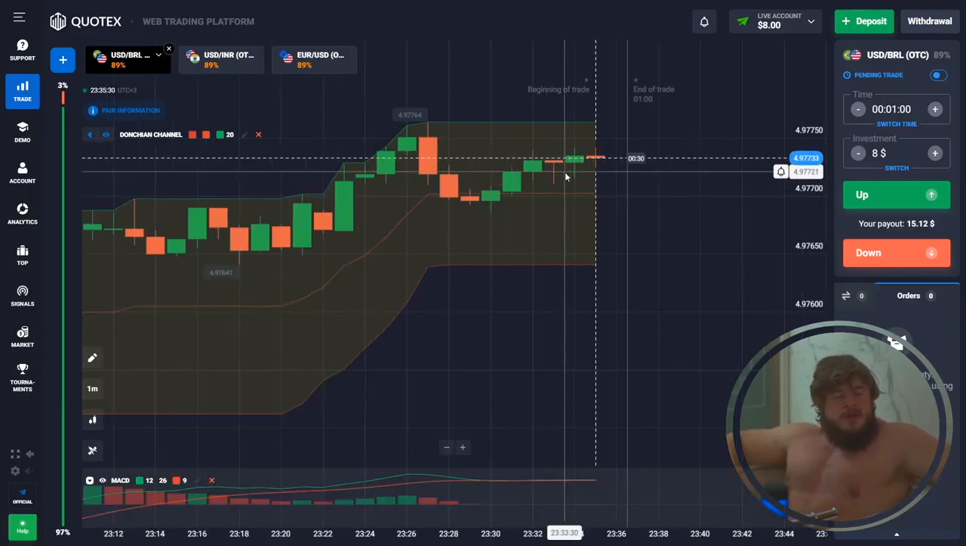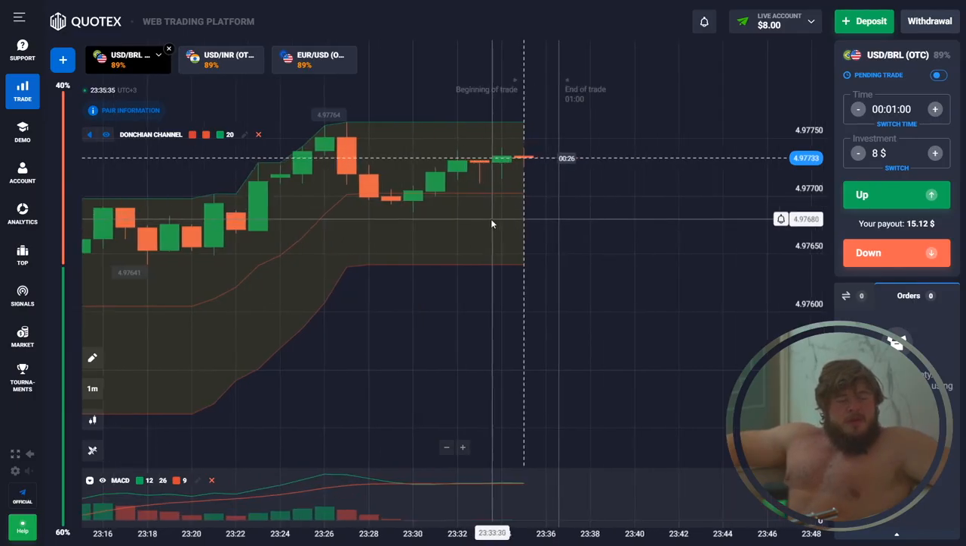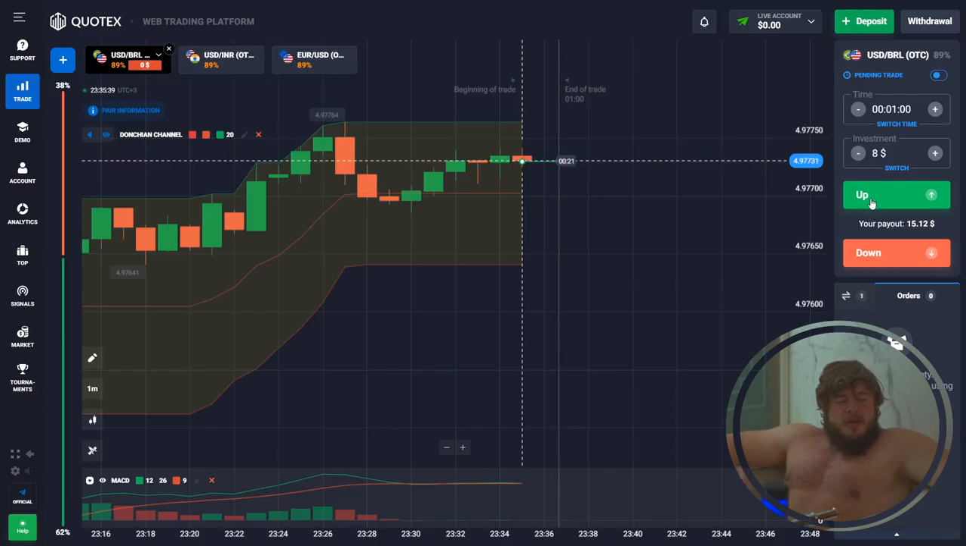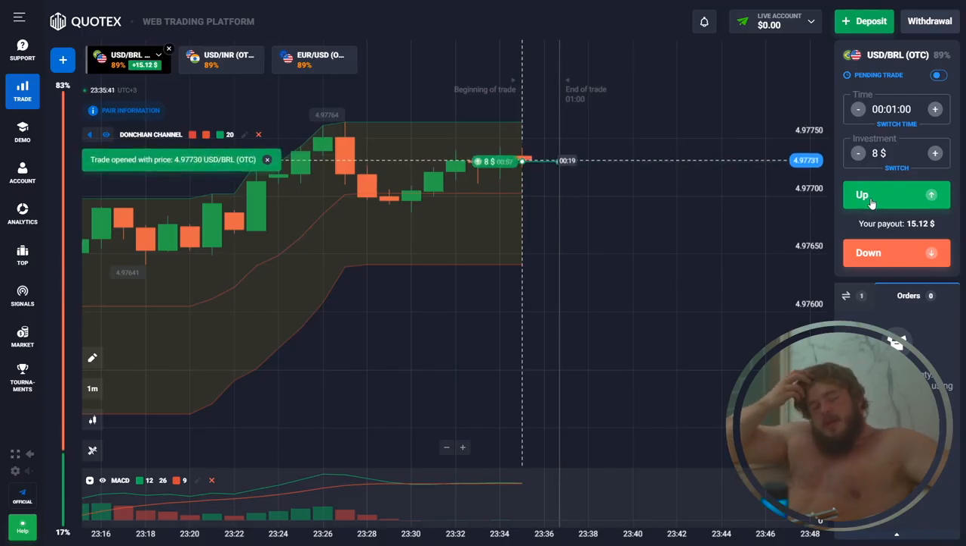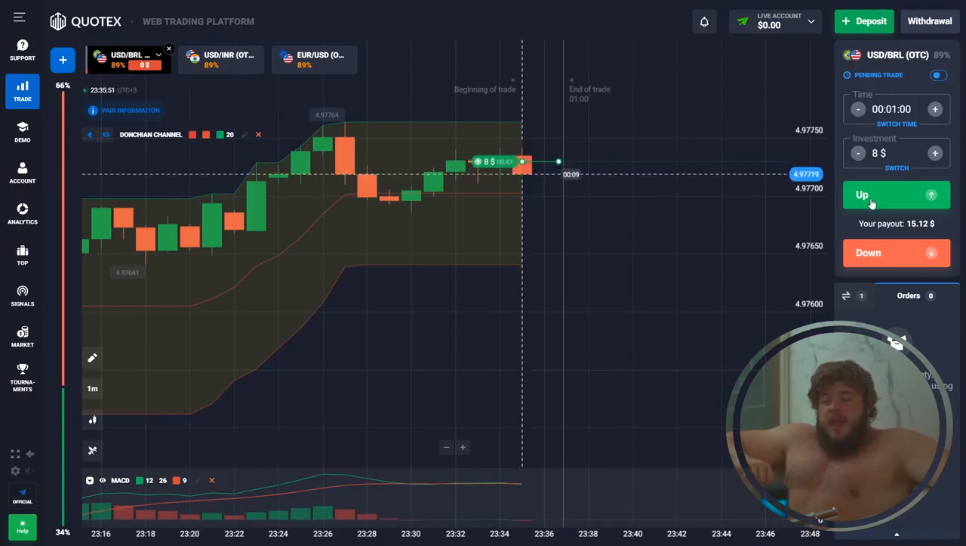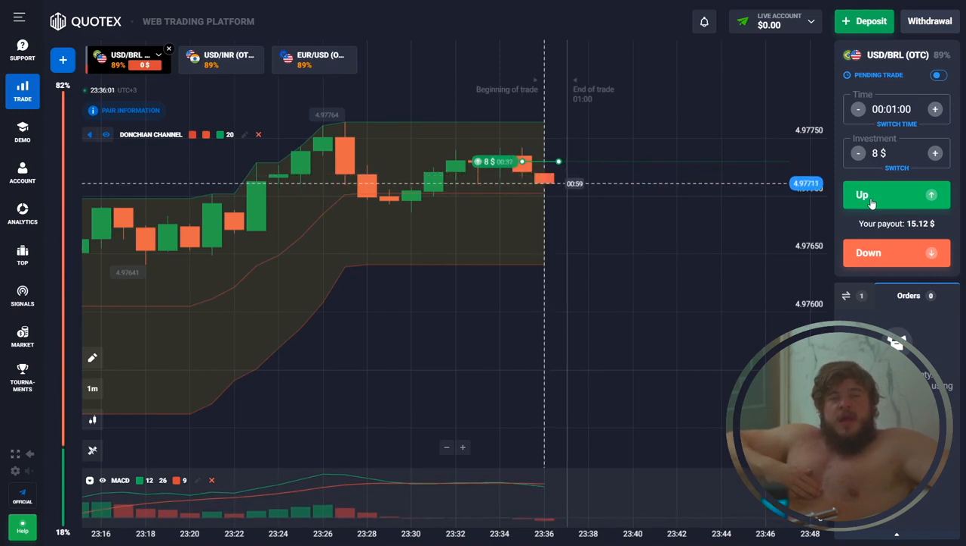I'm going to use several indicators. First of all, I'm going to use Donchian channel indicator together with MACD indicator. Our initial deposit is just $8. We need to upgrade it. As always, we are going to use only short time period of just 1 minute, and we are going to invest our whole deposit in each trade. This will help us to save our time and to enlarge our deposit as fast as possible.